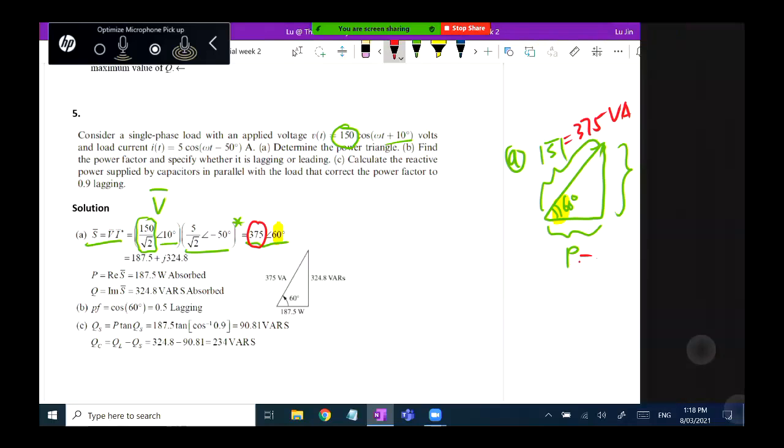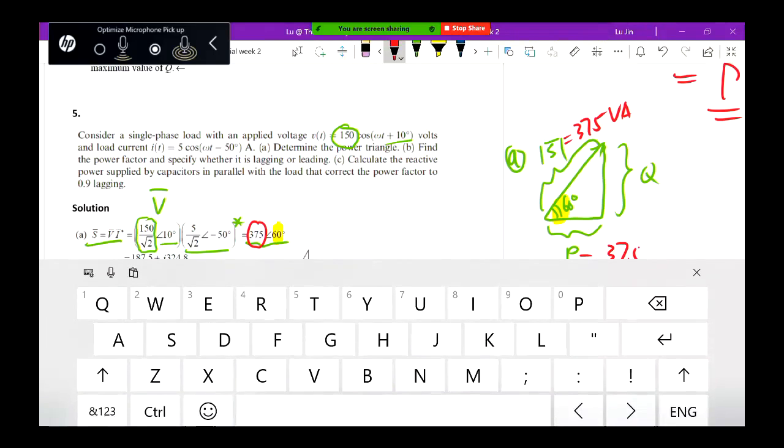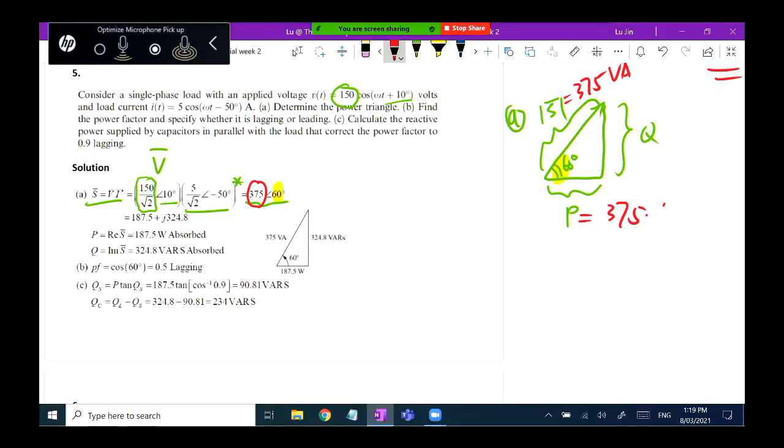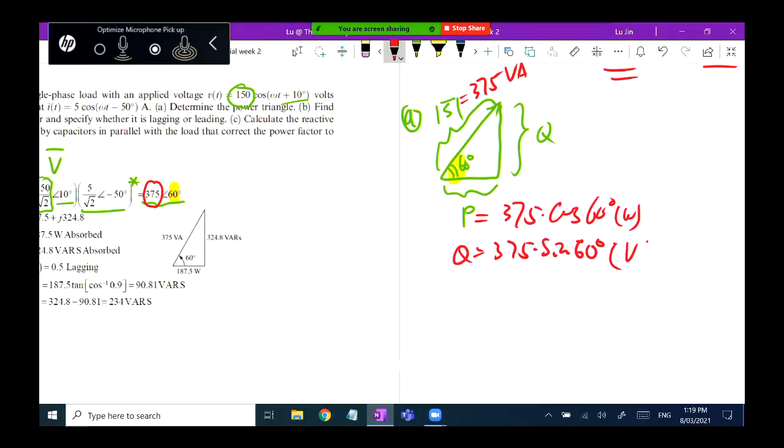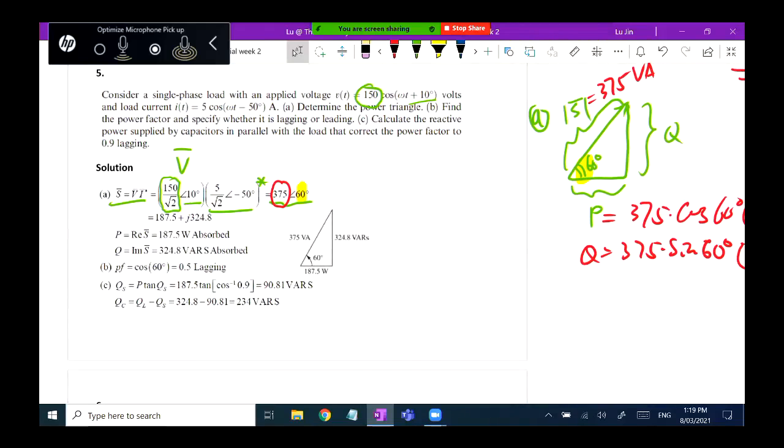So this real power is just 375 times cosine 60 degrees. And Q is 375 times sine 60 degrees. The units are watts and VAR. Yes, great. Then finish. I leave the calculation to you guys. Okay, this is question A.